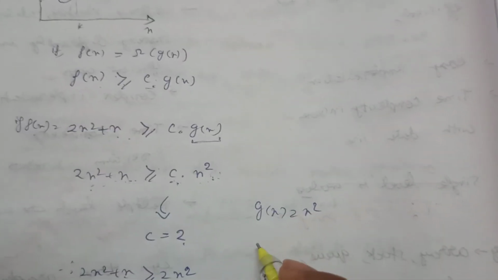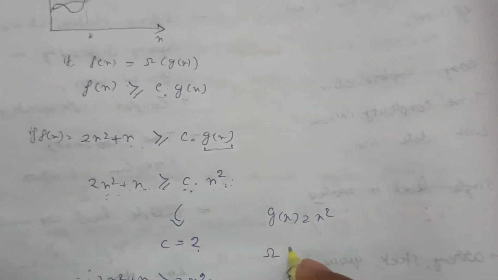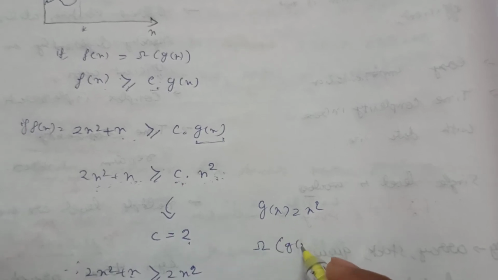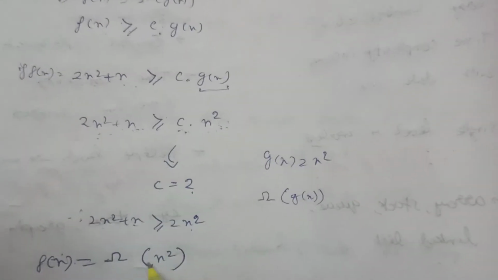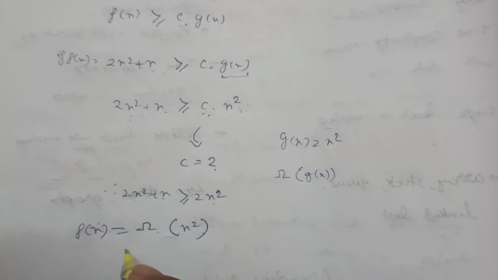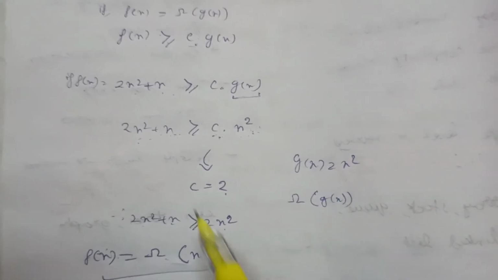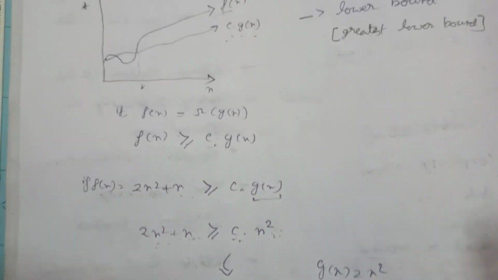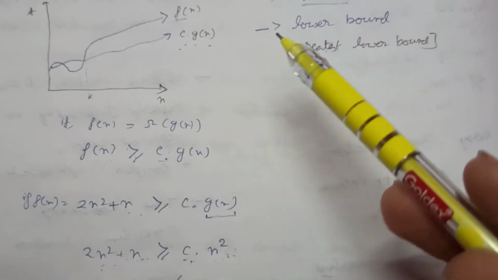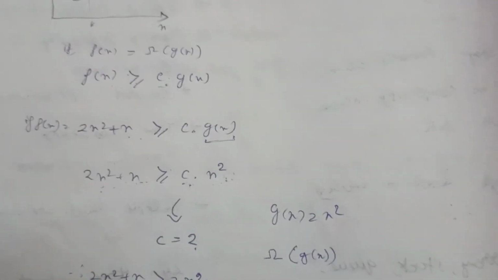And how can we write the big omega notation? Big omega of g of n. So this will become big omega of n square. So here the time complexity is big omega of n square. That is how to find the time complexity. We are now done with the two most widely used time complexities.